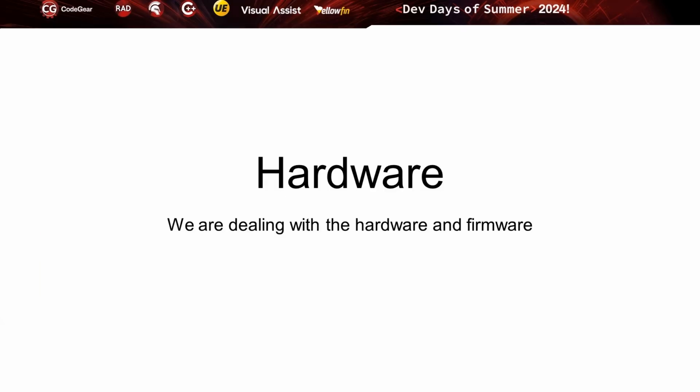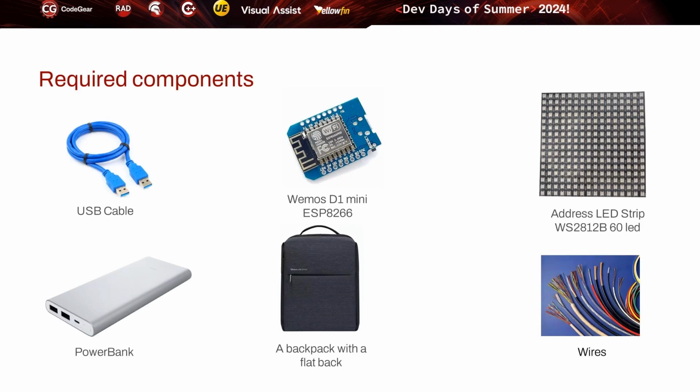Let's figure out the hardware part. We will need the following components to build the device. A WeMos D1 mini microcontroller based on an ESP microprocessor, a matrix of addressable LEDs, a USB power cable, a pair of soldering wires, and a power bank for autonomous power supply. You can buy a ready-made matrix or you can solder it yourself.